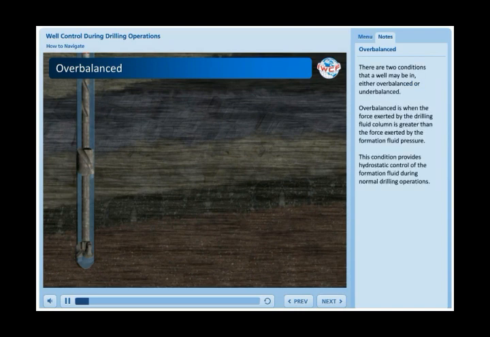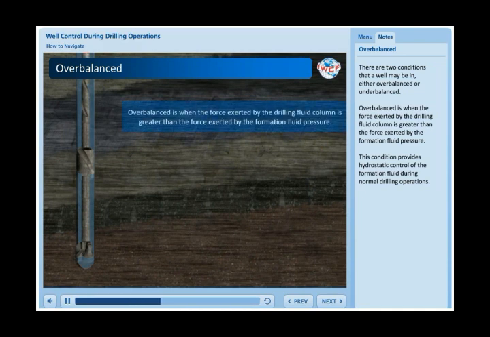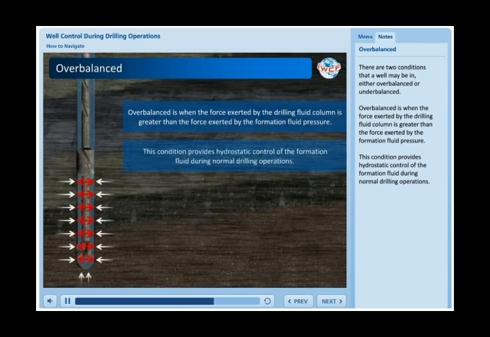There are two conditions that a well may be in, either overbalanced or underbalanced. Overbalanced is when the force exerted by the drilling fluid column is greater than the force exerted by the formation fluid pressure. This condition provides hydrostatic control of the formation fluid during normal drilling operations.